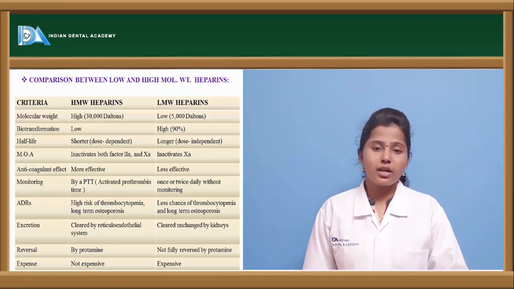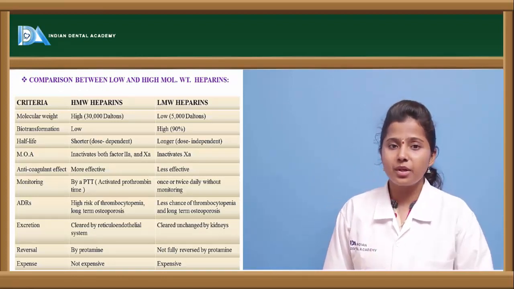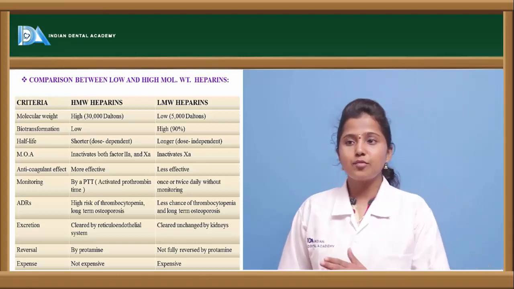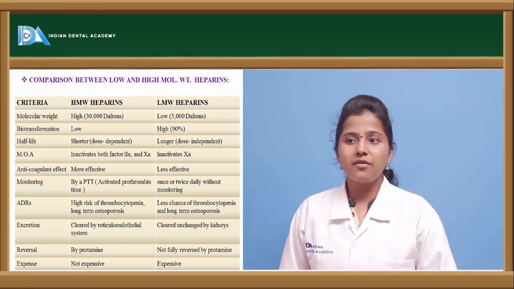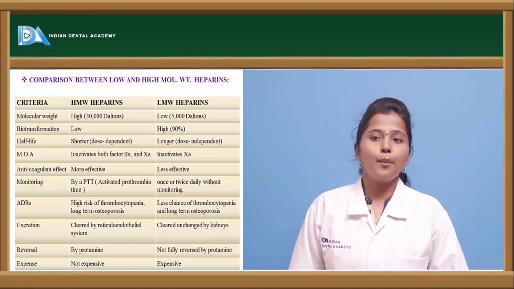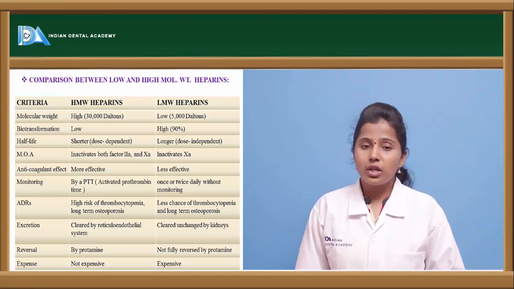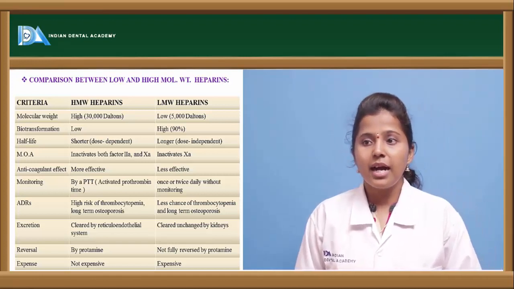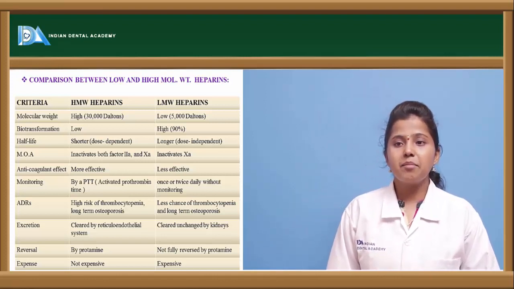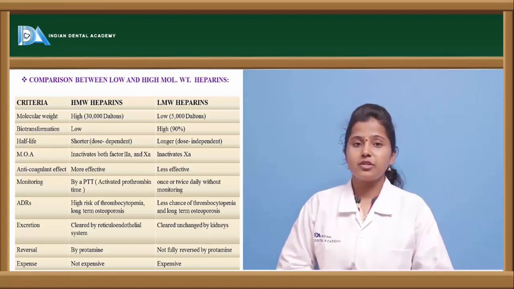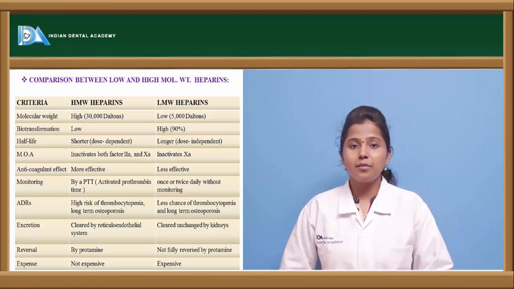As we said, low molecular weight heparins and high molecular weight heparins are present. Let us see the comparison between these two. Where do they differ? The name itself indicates molecular weight. High molecular weight heparins have a molecular weight of 30,000 daltons, and low molecular weight heparins have a weight of 5,000 daltons. Next is biotransformation, how they get transformed into another state in the body.